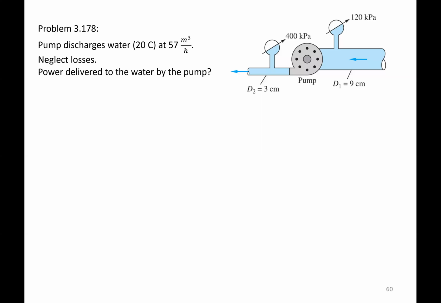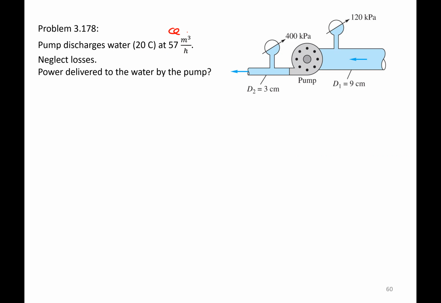In this problem, we have a pump which is discharging water at 20 degrees Celsius and at 57 meter cube per hour. It's meter cube, which is unit of volume. So this is actually volumetric flow rate, which we show by Q.